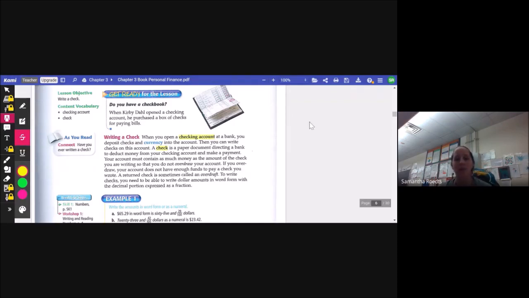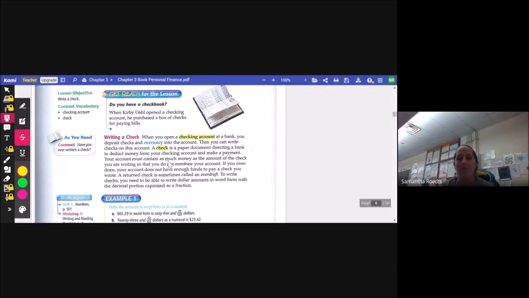So a check is a paper document directing a bank to deduct money from your checking account and make a payment. So if you pay for something at a store, or if you have a bill that you need to pay, you write a check for it.